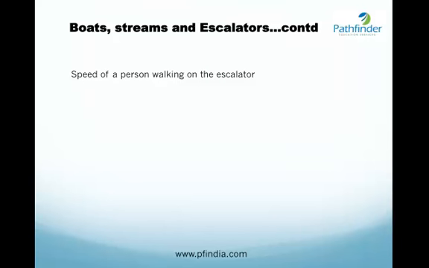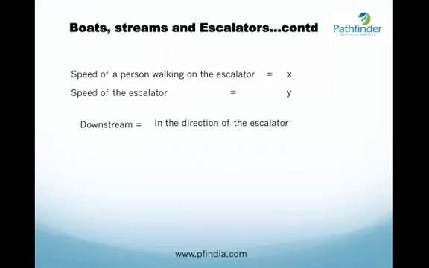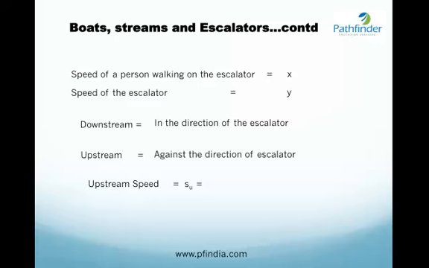The speed of a person walking on an escalator when the escalator is stationary is represented as x. Similarly, the speed of the escalator is represented as y. So downstream means in the direction of escalator. When a person is walking in the direction of escalator, we say he is walking downstream. And when a person walks against the direction of escalator, we would say he is walking upstream. Upstream speed is x minus y. We've seen that in the previous session. And downstream speed is equal to x plus y.